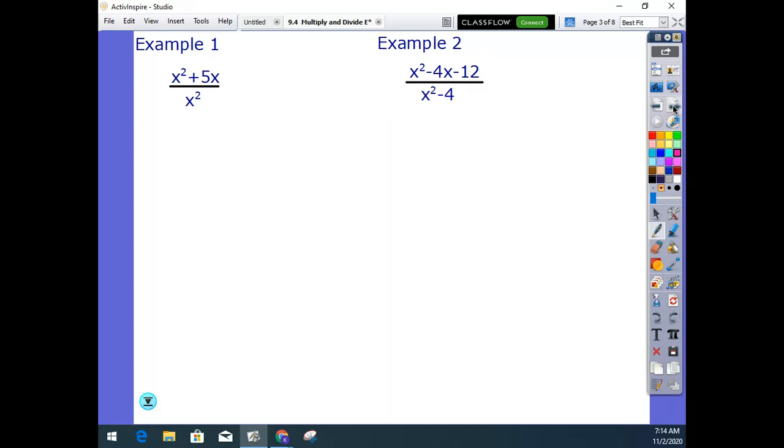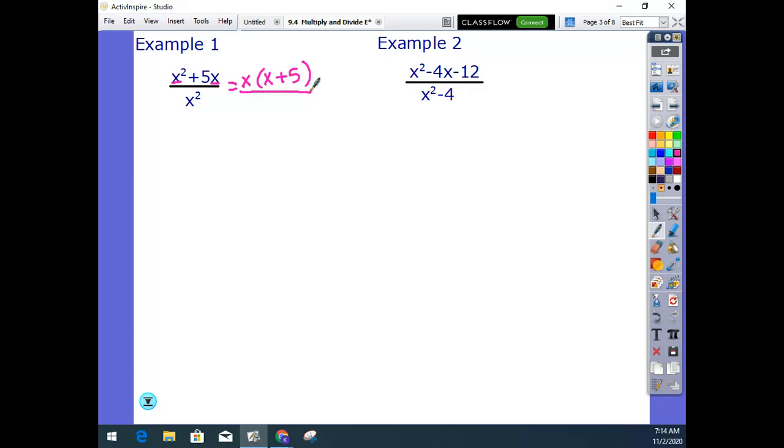What's the first rule of factoring? First thing you want to look for, GCF. They each have an X. So pull the X out front. If I divide both of them by X, I'm left with X plus 5.